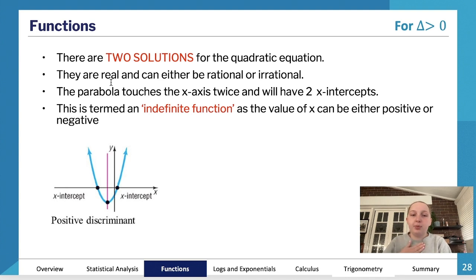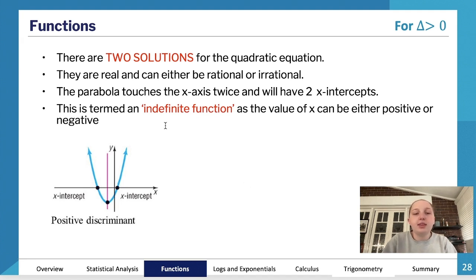So you may end up with lovely x-intercepts of like 1 and minus 1, but you could also end up with the square root of 3 and the square root of 2. So they could be rational or irrational. Your parabola is going to touch the x-axis twice because you're going to have two solutions, which means two x-intercepts. Because like we were saying before, when you are solving using the quadratic formula, you're solving for x-intercepts.